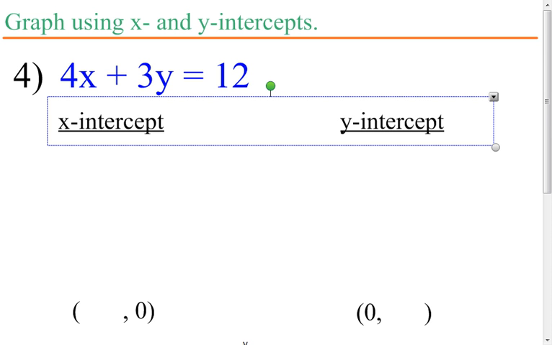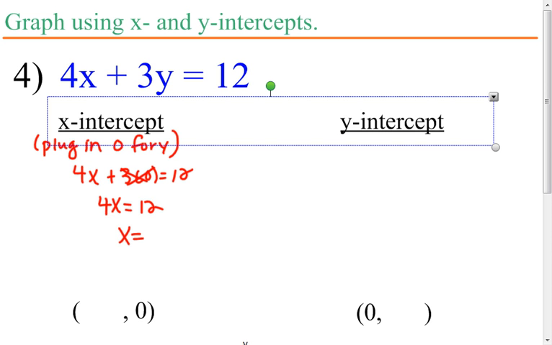Okay, we'll do a couple more here just to make sure you're good. Here's another one, 4x plus 3y equals 12. Again, to find the x-intercept, I will plug in 0 for y. So I have 4x plus 3 times 0 equals 12. The 3 times 0 I don't need, it's just 0. So I have 4x equals 12, or when I divide both sides by 4, x equals 3. Okay, I plugged in 0 for y and got 3 for x. So my x-intercept would be (3, 0).